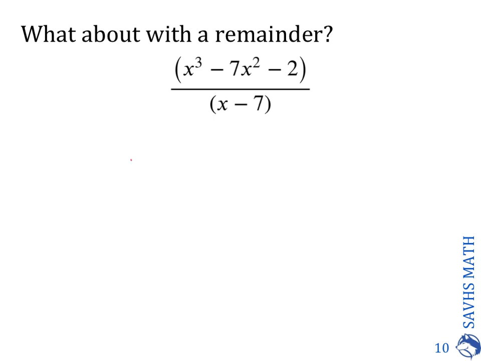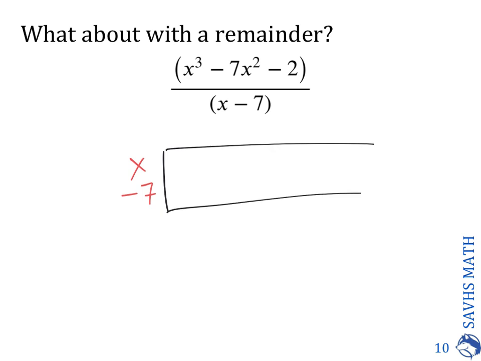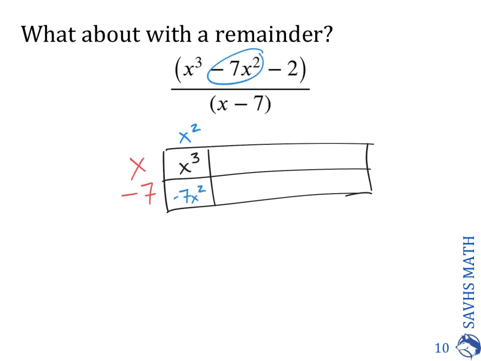So we're going to set it up the same way. X minus 7 is what we're dividing by, so we're going to put that on the side of the box. I'm going to split it up like this. This does not have to be perfect the way that you draw it. It's all good. You're going to put your x cubed here. That means that I need an x squared up here. That means that I have to put a negative 7x squared here. And I do want that. And I don't want any more.